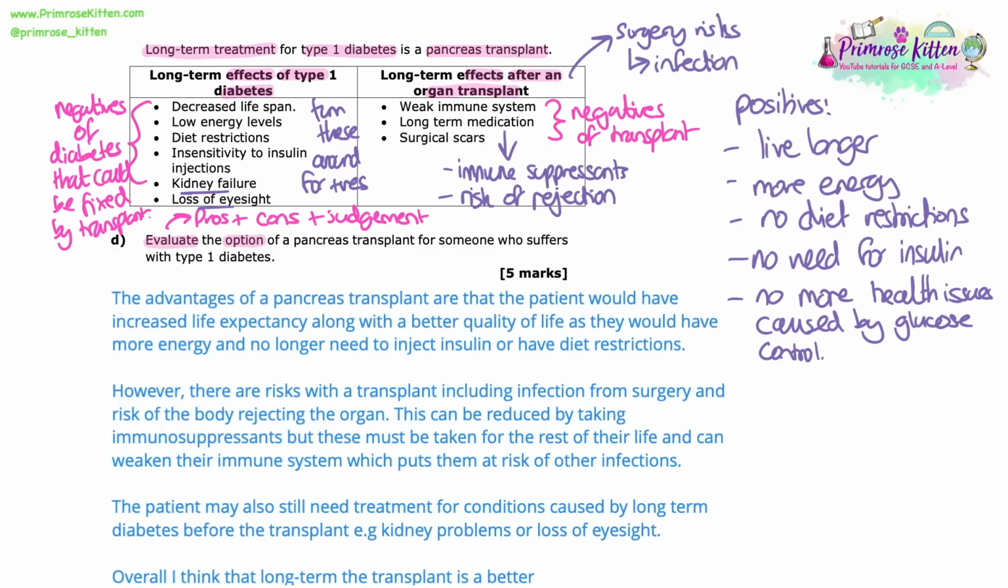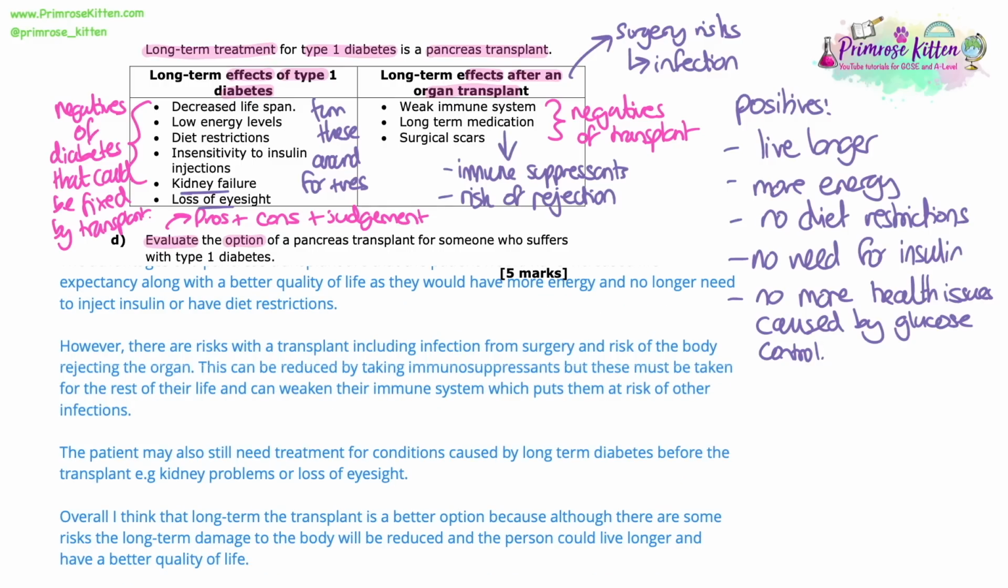The patient may also still need treatment for conditions caused by long-term diabetes before the transplant, for example, kidney problems or loss of eyesight. So I've factored in the fact that they don't take those away. They might reduce the chance of them happening, but if they've already happened, then you're still going to need to have treatment for those. So they're my points. I've covered nearly everything we've said about a positive and a negative of both sides, and now I just have to do my judgment.